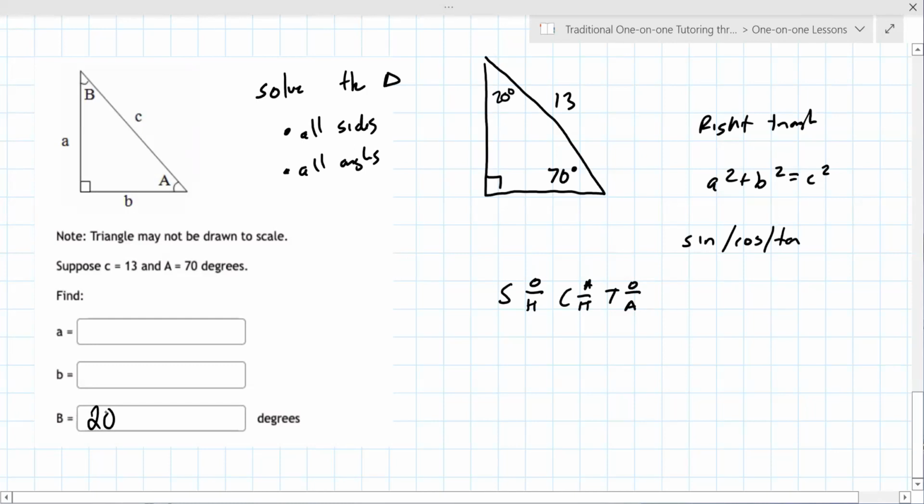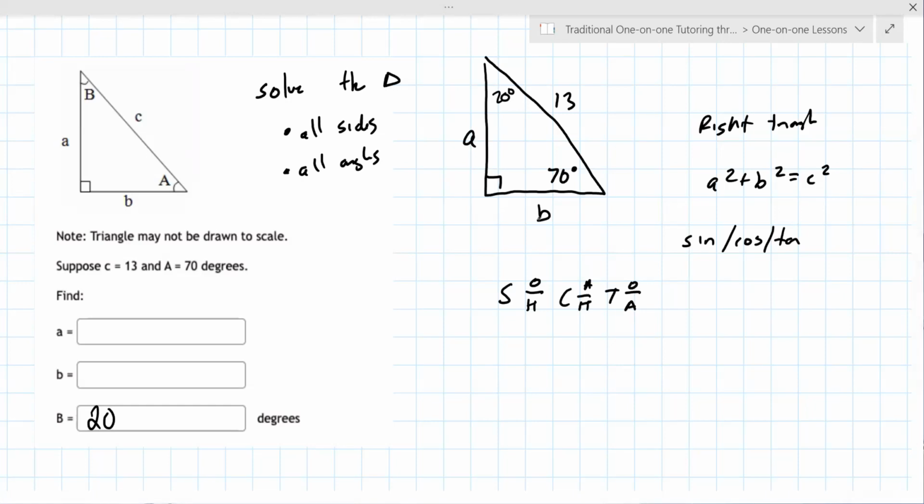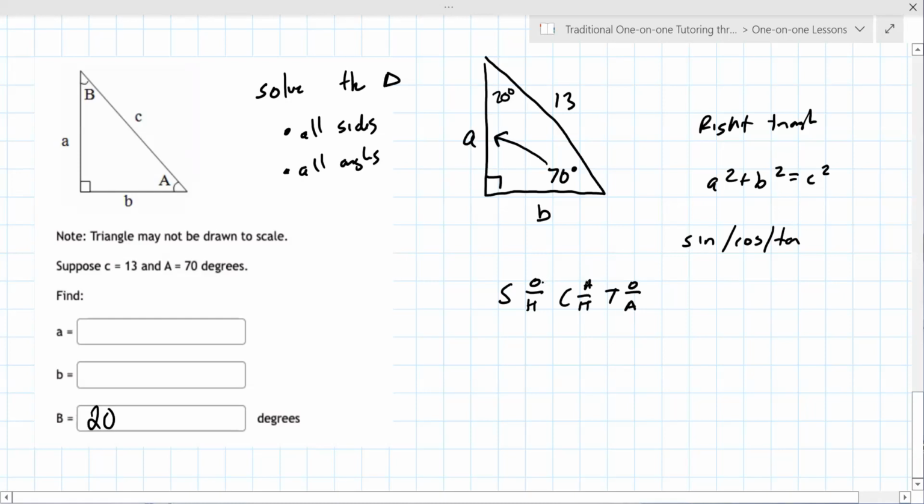Okay. Now your choice here. Do you want us to find side A or side B next? Let's do A. Now, what word would you use to describe A relative to 70 degrees? Is it the opposite, adjacent, or the hypotenuse? Opposite. So the sine of 70 degrees equals opposite A over the hypotenuse 13. Have you been doing that in class? Yeah, we've been doing this. Good. So to solve for A, you're going to multiply both sides by 13. So A equals 13 times sine of 70 degrees.